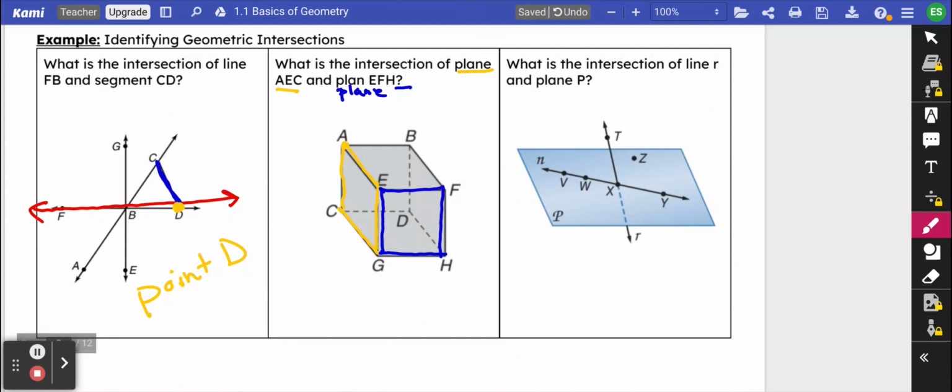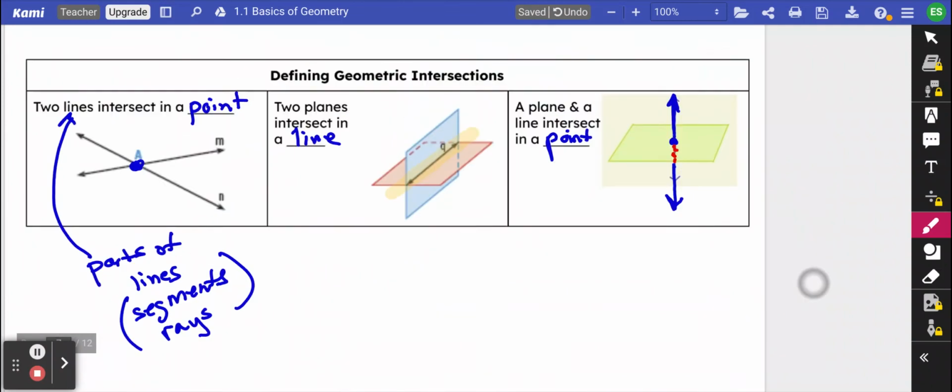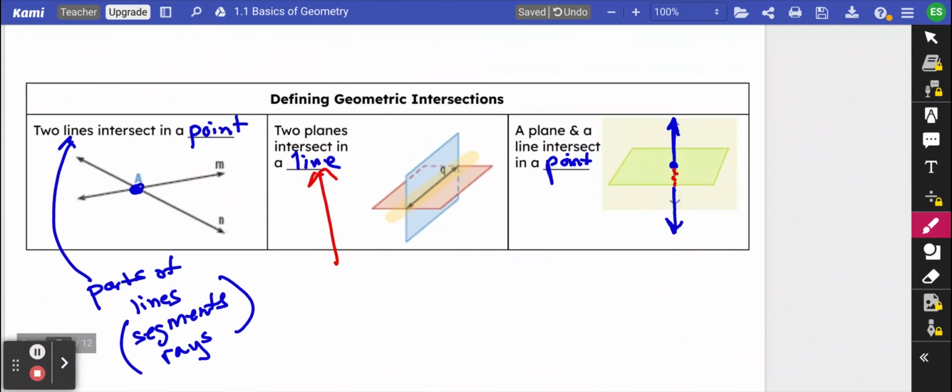What is the intersection of those two planes? Well, this is a box. So the intersection of those two faces of the box is the edge where those two faces come together. So the intersection here is segment EG. So the intersection of two planes is a line or a portion of a line. And in this case, it is EG.